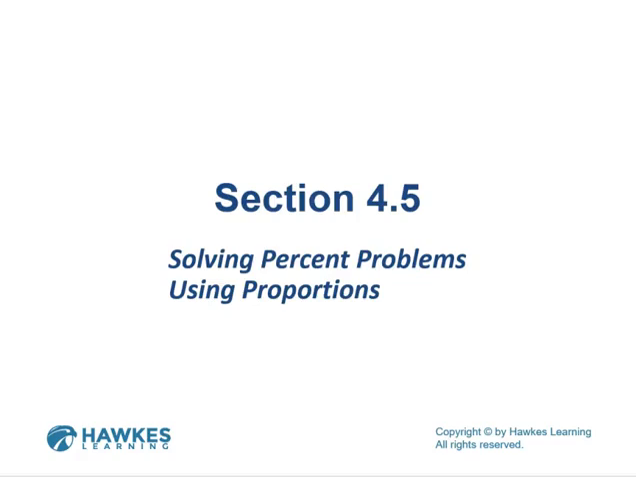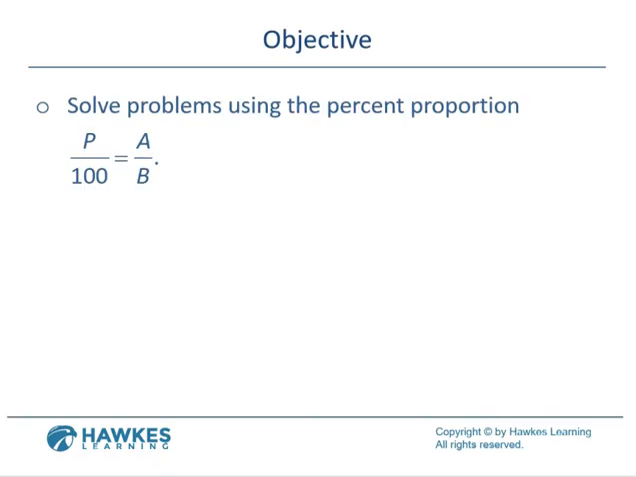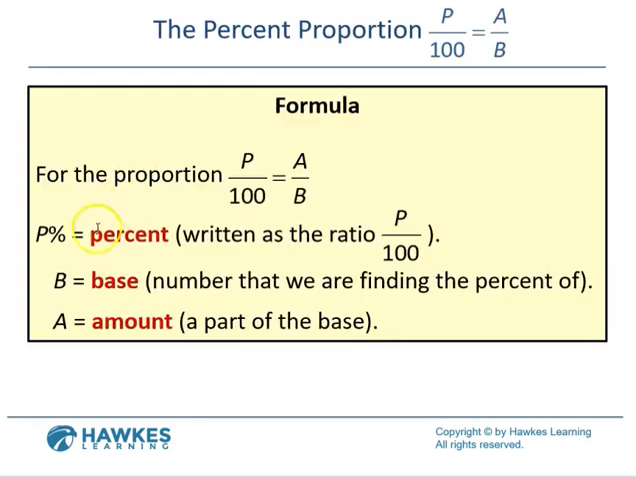Okay, here we go, section 4.5, solving percent problems using proportions. We're going to have a little percent equation here called solve the problems using the percent proportion of P over 100 equals A over B. P being the part of the percent, as you can see right here. Because remember it's always over 100.